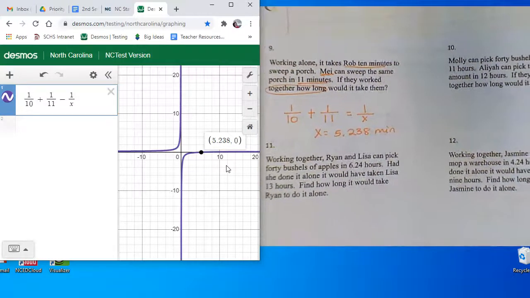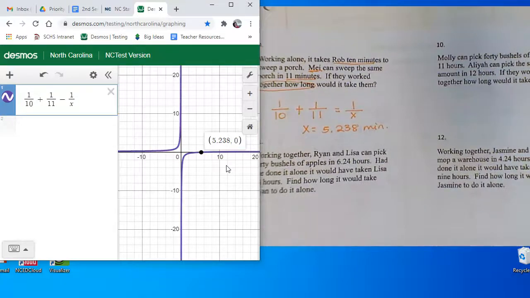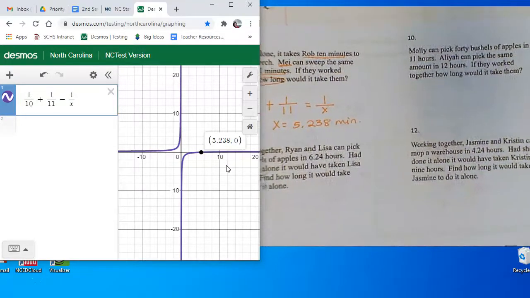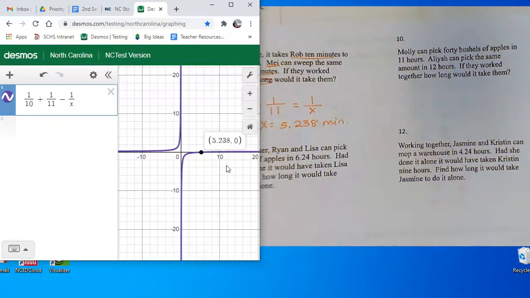Okay. And that's pretty much the process on all of them. Sometimes instead of a 1 on top, you might have something different. And let me show you what that means in number 10. Molly can pick 40 bushels of apples in 11 hours. Elia can pick the same amount in 12 hours. If they work together, how long would it take them?